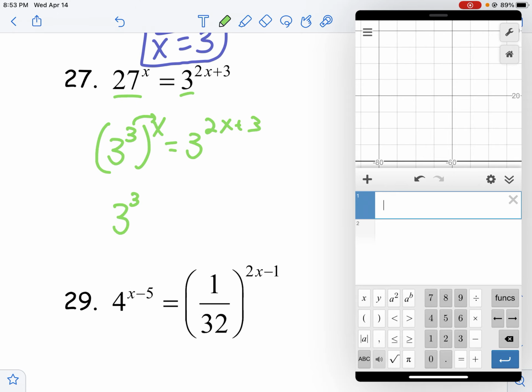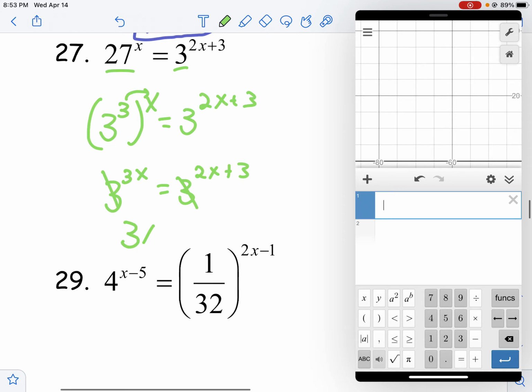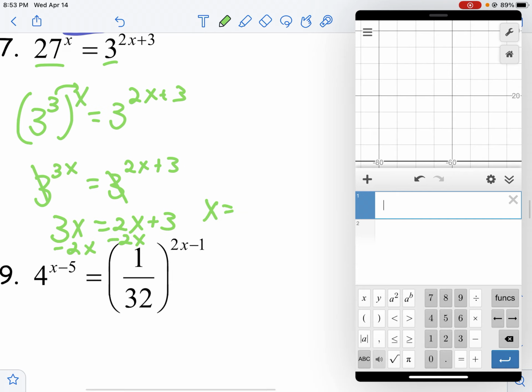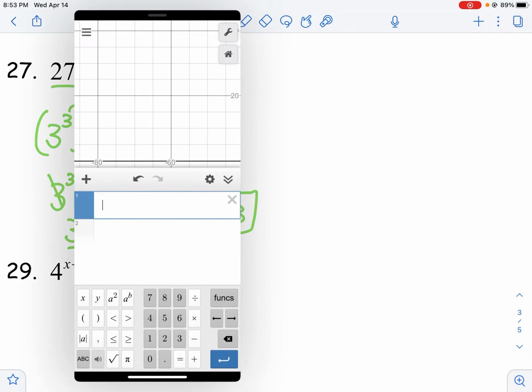We need to distribute this, so we have 3 to the 3x is equal to 3 to the 2x plus 3. And then to solve this, you could log base 3 both sides, or you can just say, okay, these will just go away if we log base 3 both sides. So this is 3x equals 2x plus 3. Subtract 2x to get x is equal to 3. All right, and that one's going to work. So we're good there.